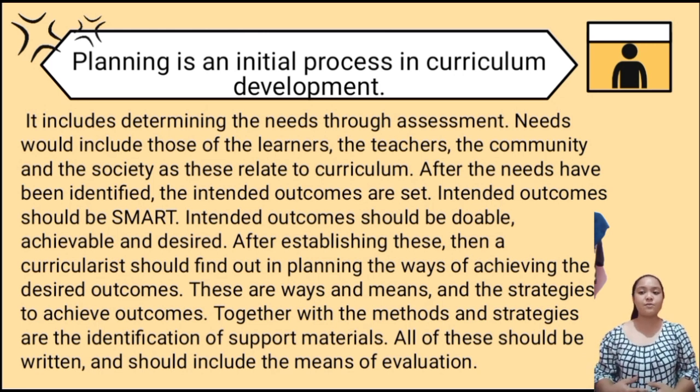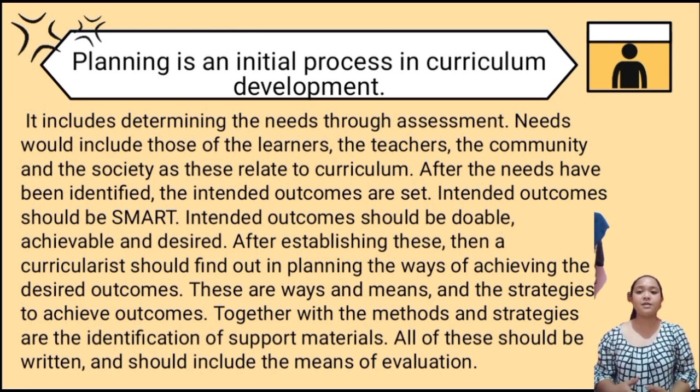Intended outcomes should be SMART. So, what does SMART mean? S is for specific, M is for measurable, A is for attainable, R is for realistic, and T is for time bound. So, intended outcomes should be doable, achievable, and desired.